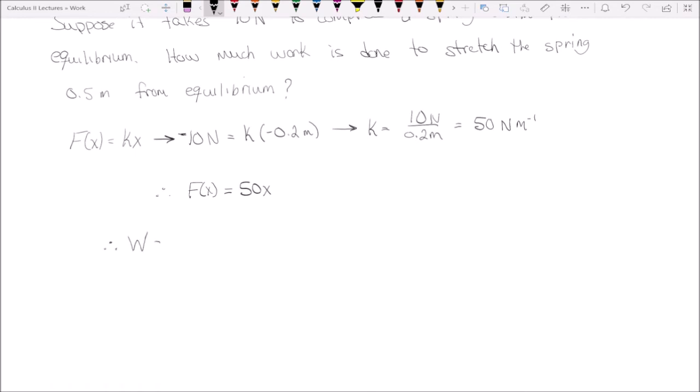Then the work performed to elongate by half a meter is going to be the integral from 0 to 0.5 of 50x dx. This is 25x squared, evaluated as x goes from 0 to 0.5. 0.5 squared is a quarter, so we want a quarter of 25, which is 6.25 joules.